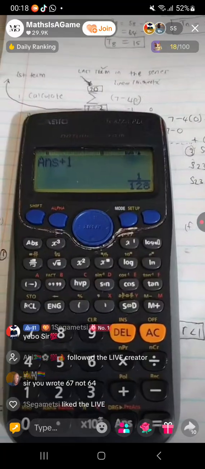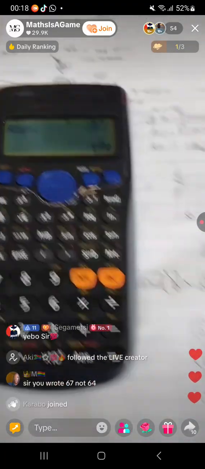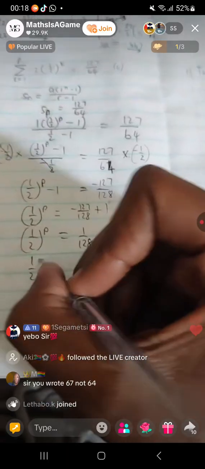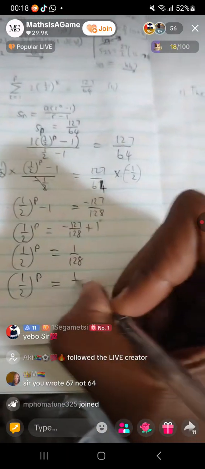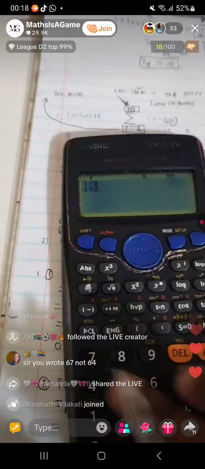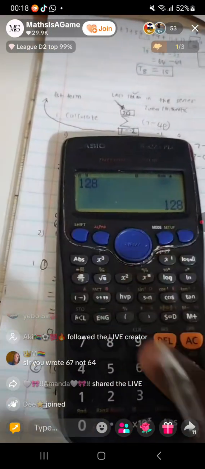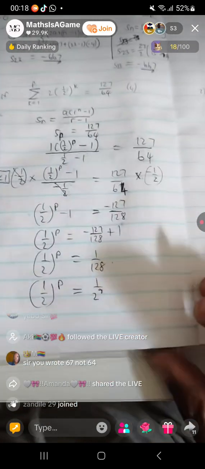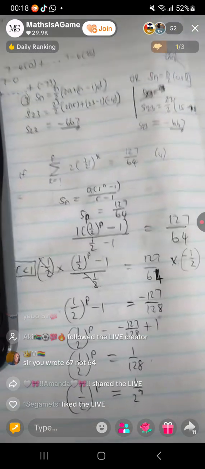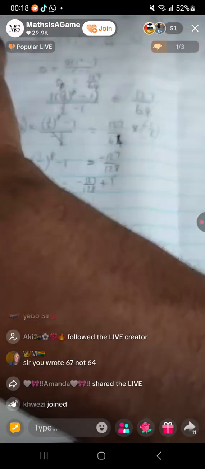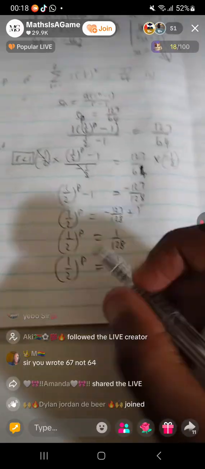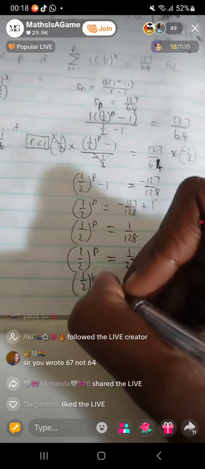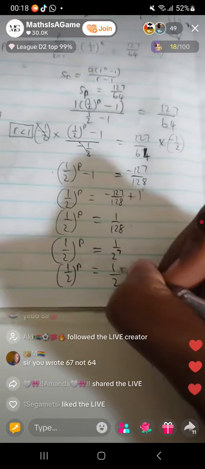Okay, so far so good. Then I want to see in exponential form, what do we get for 128? We get 1 over 2 to the power 7, which in all honesty we can write as 1 over 2 to the power p is equal to 1 over 2 to the power 7.